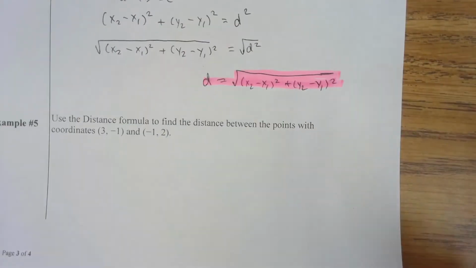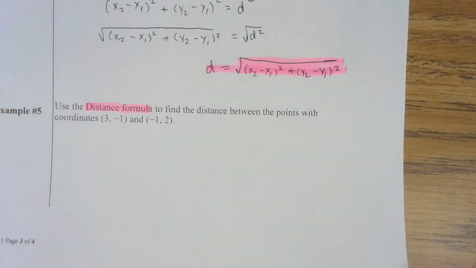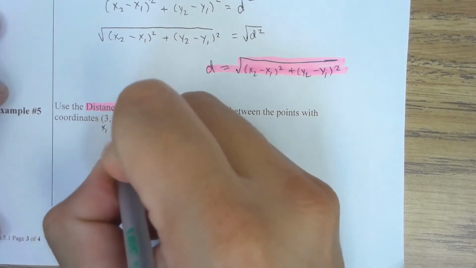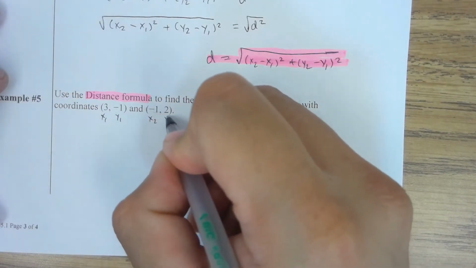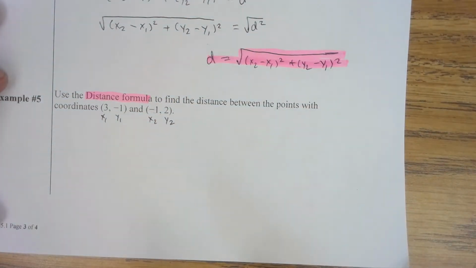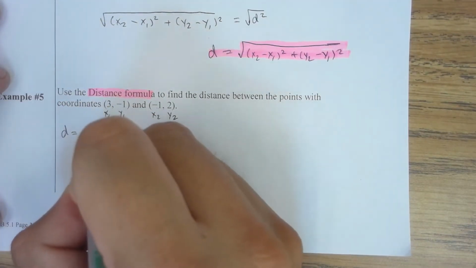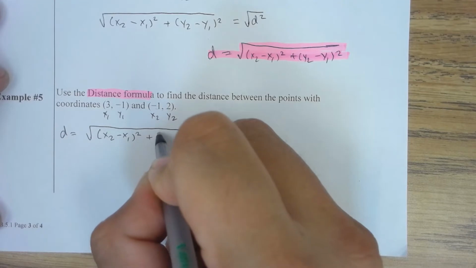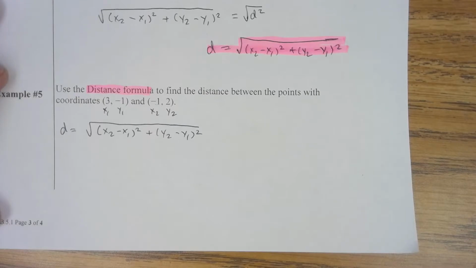Okay. So use the distance formula to find the distance between the point with the coordinate 3, -1 and -1, 2. So this is going to be my first point. So let's label that x1, y1. That's my first point. This is going to be my second point. So x2, y2. And since they want us to use the distance formula, let's go ahead and write that out. D equal the square root of x2 minus x1 squared plus y2 minus y1 squared. Now it's just a matter of substituting in correctly.